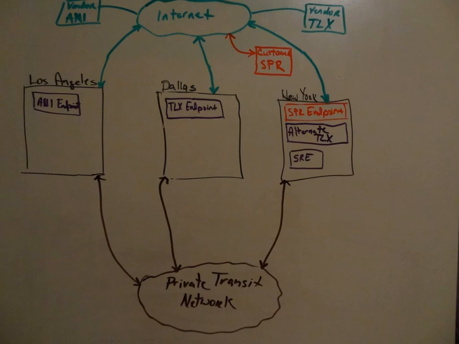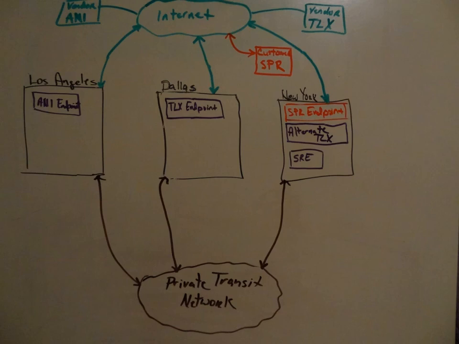So rather than turning up another endpoint in SRE, what zoned routing allows you to do is to configure a routing zone IP address for the existing Dallas endpoint. That endpoint currently has a home routing zone of Dallas, so we will be allowed to configure an alternate IP address in the New York routing zone for that same endpoint.